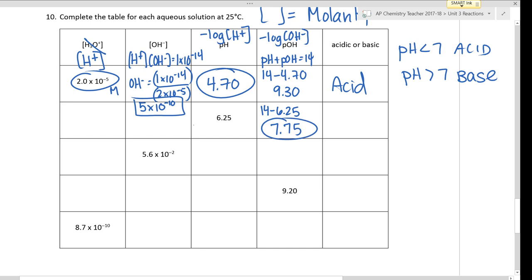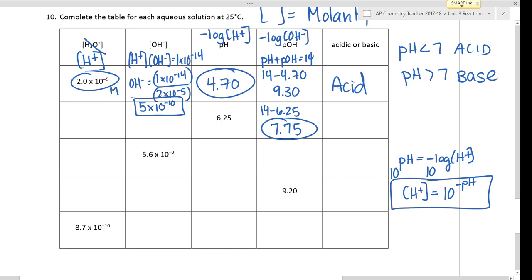And then how do I work my way backwards to find these concentrations? Well, if the pH equals the negative log of the H plus, what does H plus equal? You have to figure out what the inverse of the negative log is. And the inverse of the log is doing 10 to the power of something. So if I raise both sides 10 to the power of something, I end up with H plus equals 10 to the negative pH.